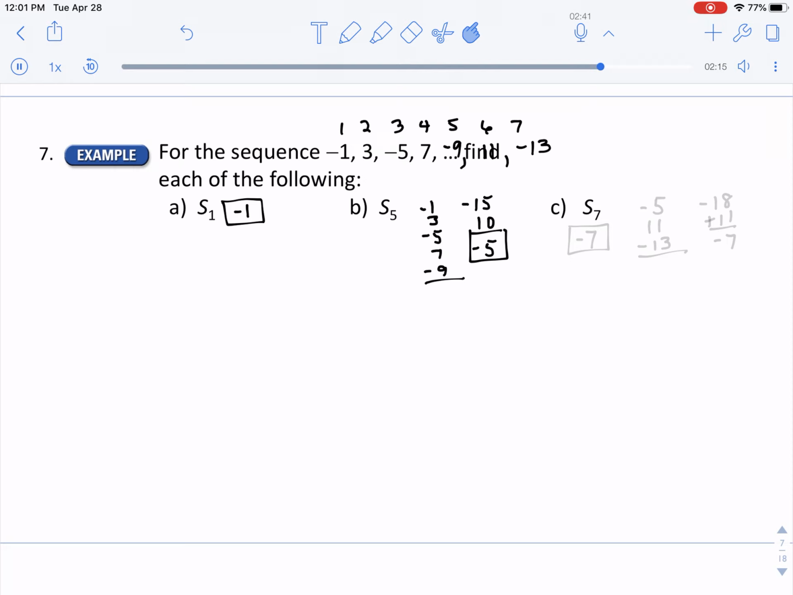Now, let's do the 7th term. Well, I don't have to start all over again. I already know that the first 5 terms added up to a -5, so I can start with that -5. And then I've got to add 11, and I've got to add a -13. And a -13, -5 is a -18, plus the +11 is a -7. So the sum of the first 7 digits is a -7.